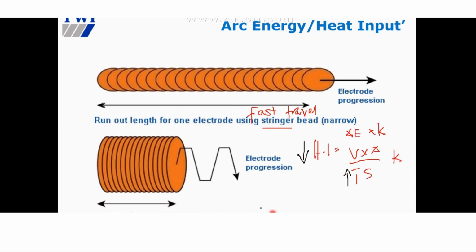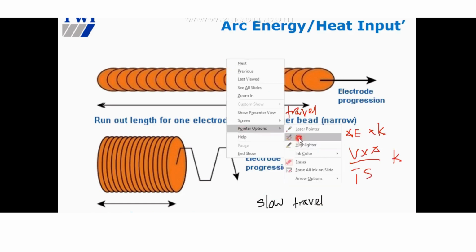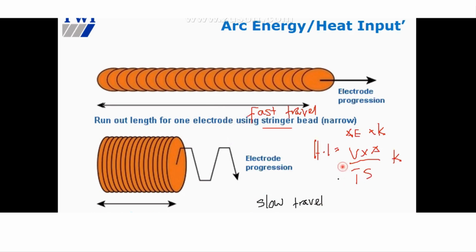How about weaving here? It's fast or slow? It's a slow travel. So slow travel, what happened to the heat input? It goes up. You got slow travel, then the heat input will be higher. Okay? Right, so that's the thing we need to talk about when coming to travel speed. So you have slow travel speed, the heat input higher. You have fast travel speed, then the heat input will be lower. Okay? So that is comparing of stringer bead and weaving bead.